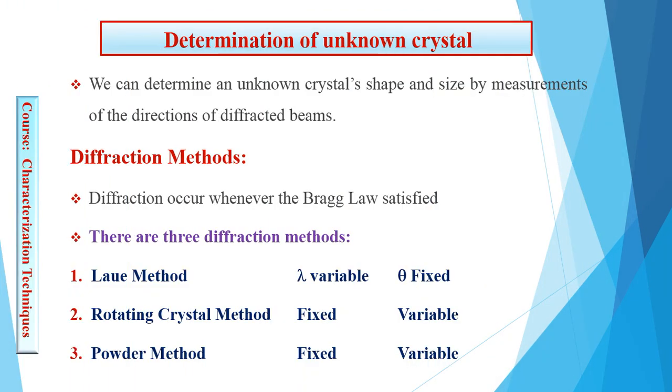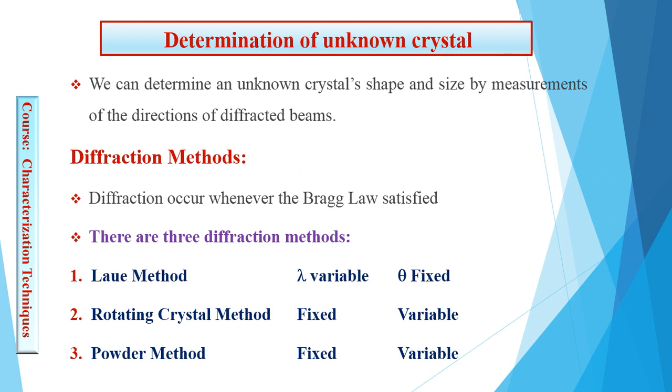With the help of different techniques, we can determine the unknown crystal. We can determine an unknown crystal's shape and size by the measurement of the diffraction, by the direction of diffracted beams. There are many diffraction methods.